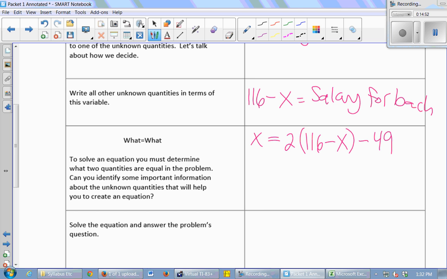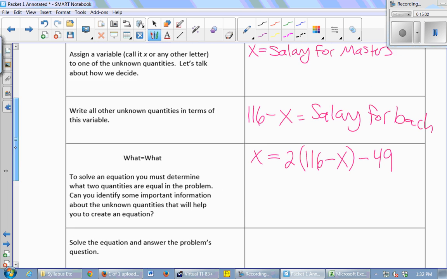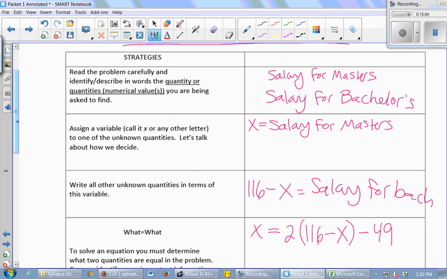For example, write it a different way, like 2x minus 49,000. 116 minus x. Yes. Yes, if that was your equation, that just means that you defined your variables differently. You wrote x equals the salary for a bachelor's. Correct. Yep. It is your choice how to define the variable.